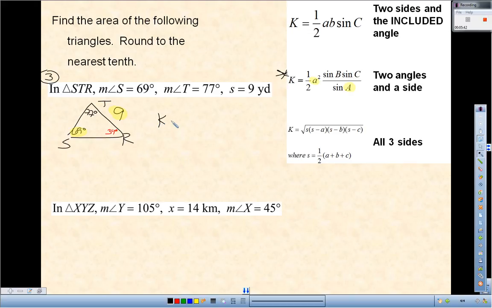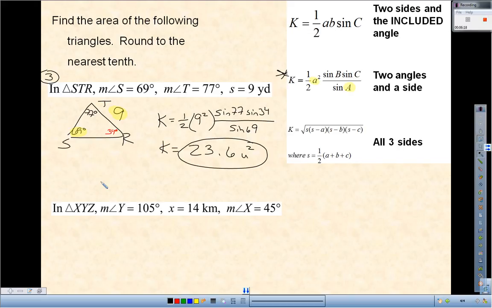So my area is going to be 1/2 times 9 squared times sine of 77 times sine of 34 divided by sine of 69. It doesn't matter which order you put the sine of 77 and the sine of 34 in, you'll still get the same answer. If I type this into my calculator, I end up getting 23.6 units squared. That would be the area for this triangle.